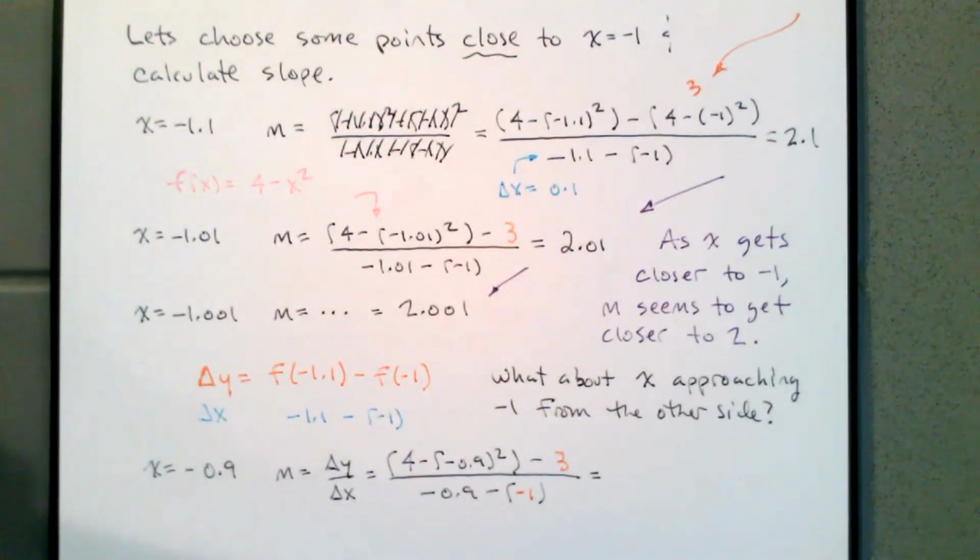I'm sorry. Can you repeat how you got negative 0.9? I just picked it. I need to pick something that's close to -1. Okay. So I just picked negative 0.9.